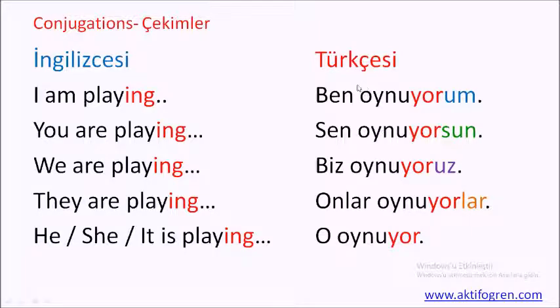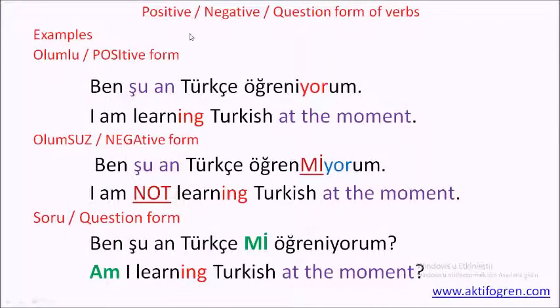All together. Ben oynuyorum. Sen oynuyorsun. Biz oynuyoruz. Onlar oynuyorlar. O oynuyor. Okay, I hope it's clear. This is the positive form. Okay, positive. So let's see the positive, negative, question forms in this slide. As you see here, positive form which is olumlu.